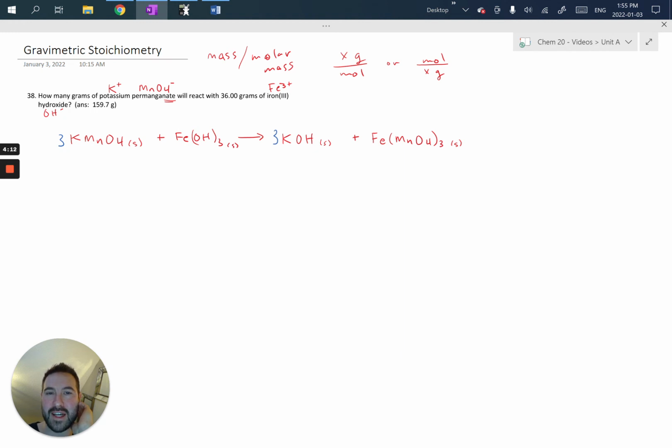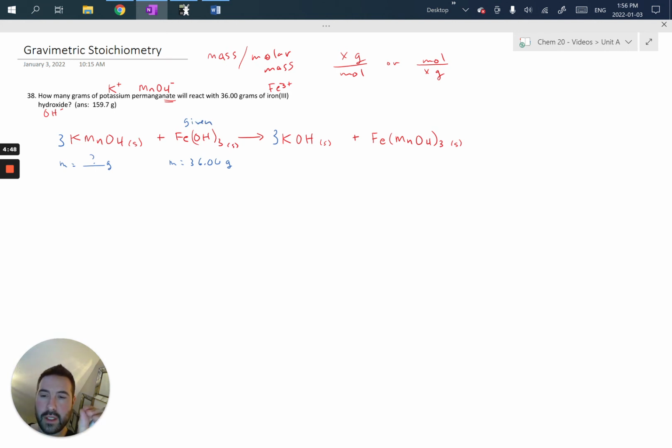So the next thing I'm going to do is write down my given information and figure out what's my given and what's my required. How many grams of potassium permanganate am I going to need? I don't know how many grams of that I'm going to need. That's my required. My given information is that I have 36.00 grams of iron 3 hydroxide. So that's my starting point for this. This is my given. That's always where I'm going to start out.